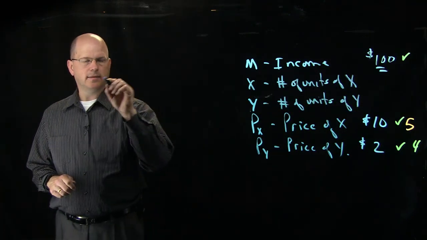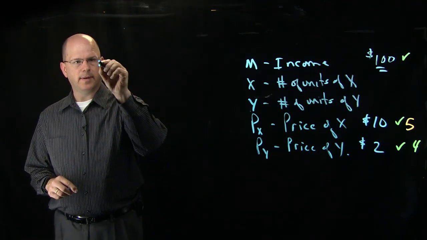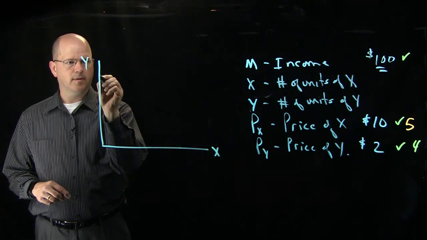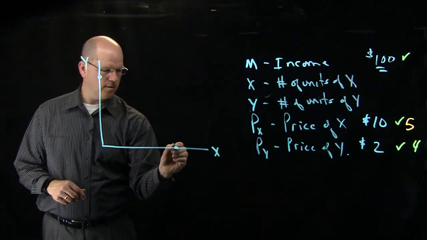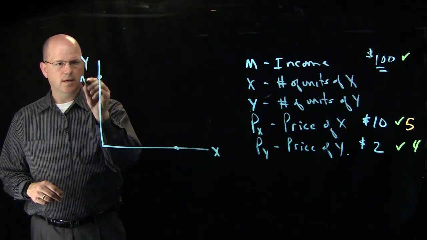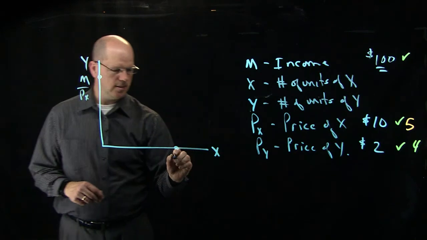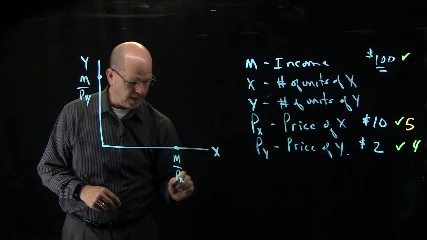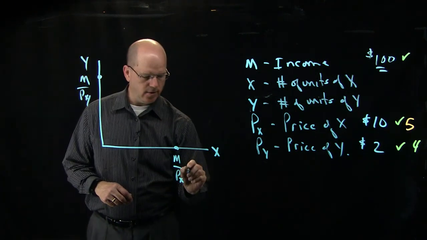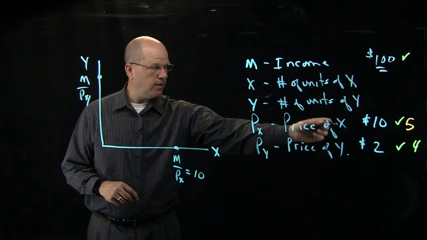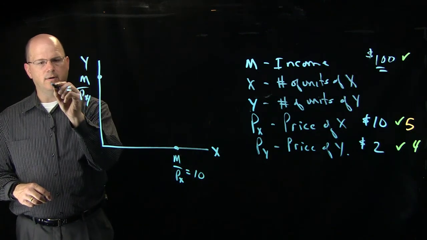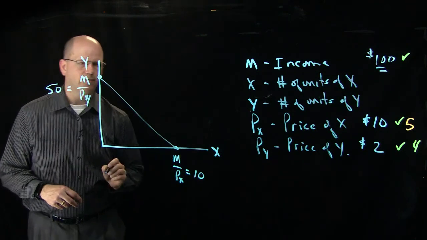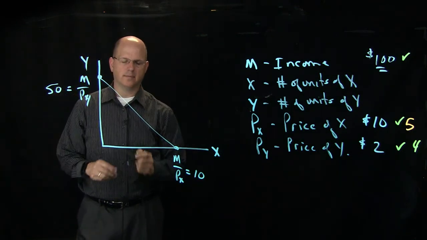So let's look at the change in income now. So start out with our original M over PY, sorry, and M over PX, 100 divided by 10, and 100 divided by 2. And this is our feasible set, anything down here.